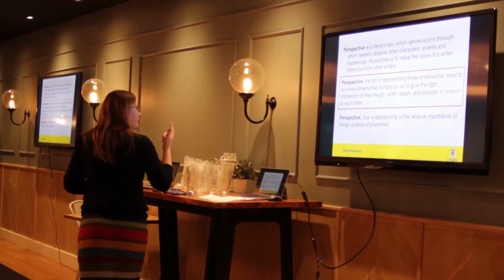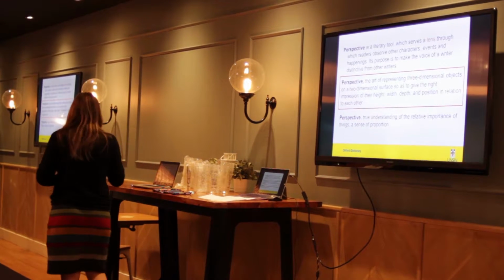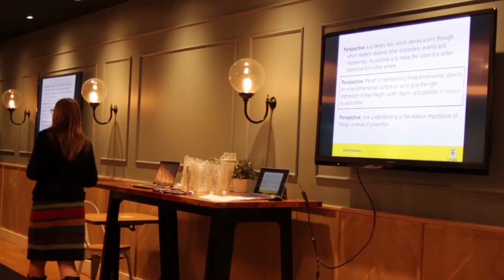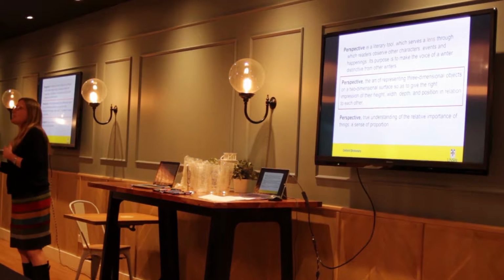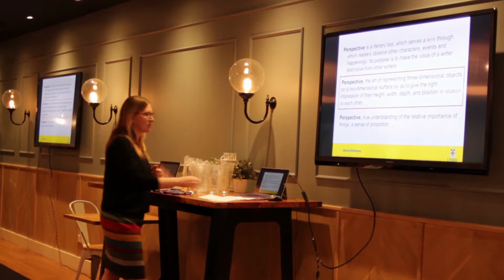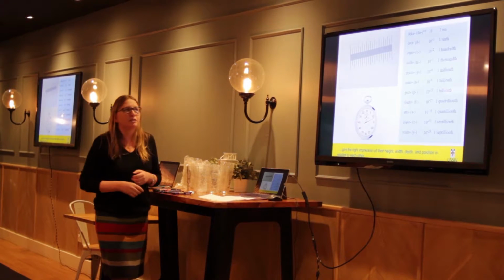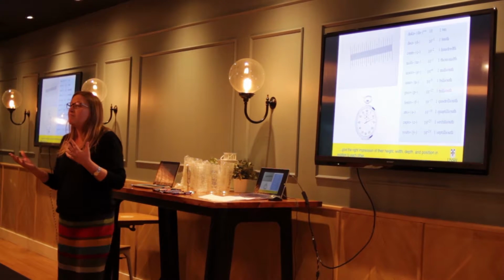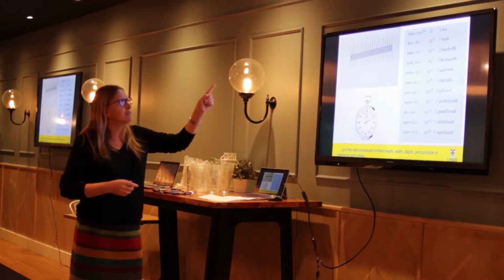their height, width, depth and position relative to one another. Okay? So to do that we must measure things. And the two things that we do, of course, in science is we use rulers and microscopes. This is a graticule, okay?